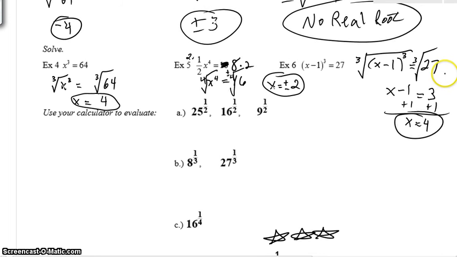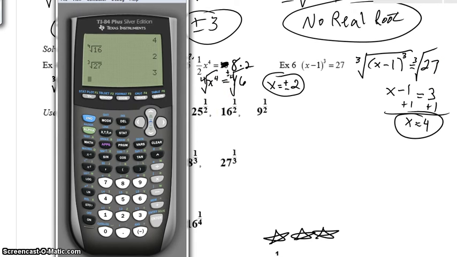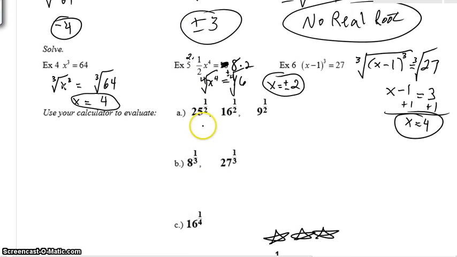All right, well, we've got a little exercise here. 25 raised up to the 1/2. You could make the fraction bar appear if you wanted to, alpha y equals. But 25 to the 1/2, you'd see you'd get a 5. You try 16 to the 1/2, you should get a 4. Go 9 to the 1/2, you'll get a 3.